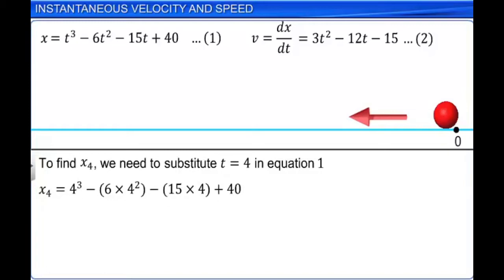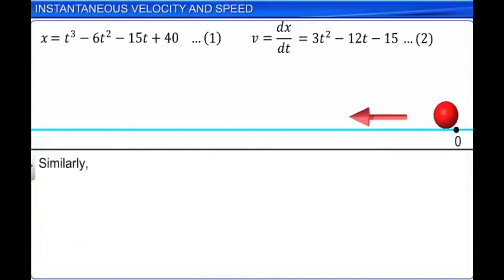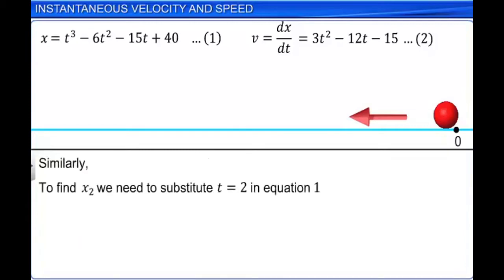Similarly, to find x2, we need to substitute t = 2 in equation 1. x2 = 2^3 - 6 multiplied by 2^2 - 15 multiplied by 2 + 40 = -6 meters. The particle is situated to the left side of the origin.